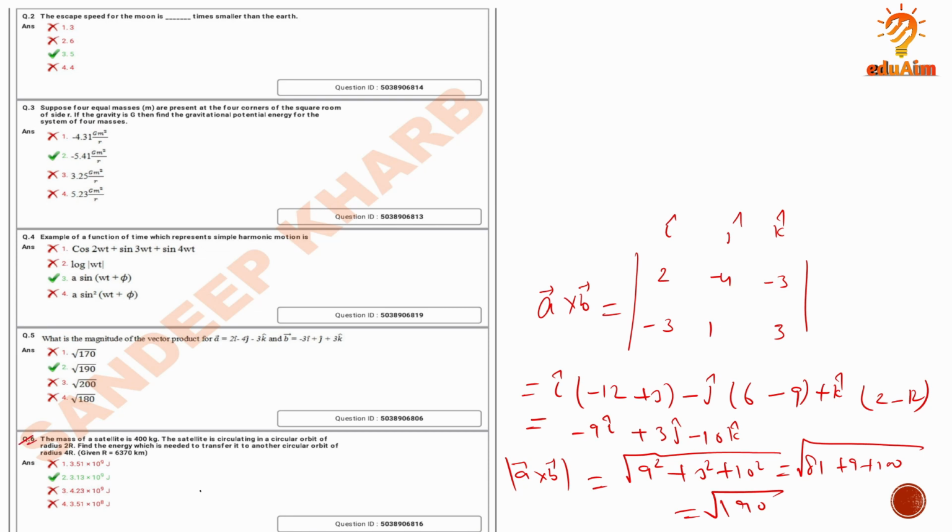Sixth question is, the mass of the satellite is 400 kg. The satellite is circulating in a circular orbit of radius 2r. Find the energy which is needed to transfer it to another circular orbit of radius 4r. So we have to find the energy if a satellite revolving in a circular orbit of radius 2r has to go to the radius 4r, how much energy is needed to shift it.